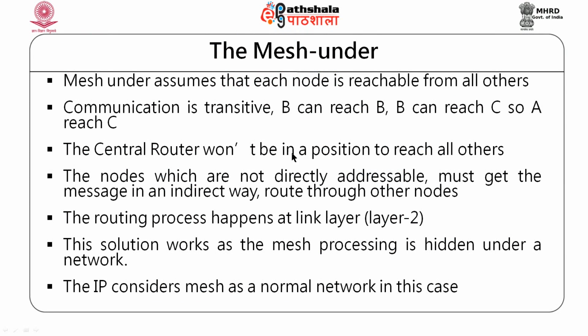So, when the central router won't be in a position to reach all others, the nodes which are not directly addressable must get the message in an indirect way, that is, to be routed through other nodes, and that is done through layer 2. The solution works as a mesh, with processing hidden under the network, that is why it is called mesh under. The IP considers the mesh as a single normal network, which it is not, which is actually a scattered collection of multiple islands of IoT devices.